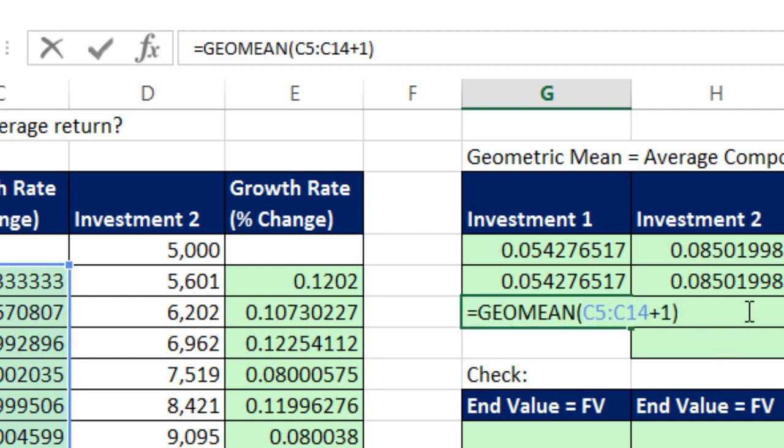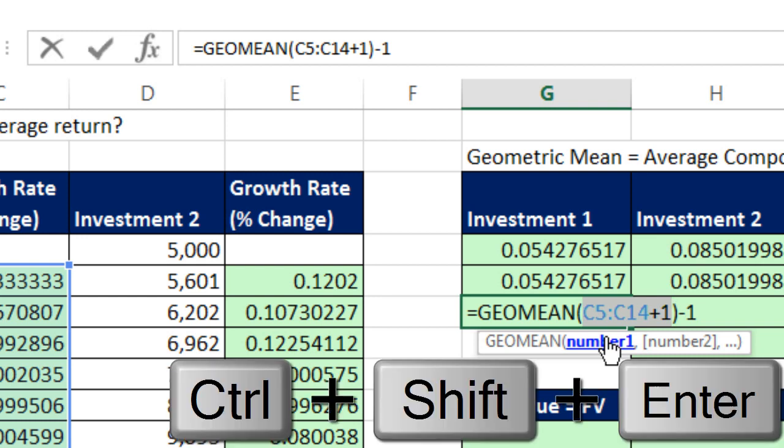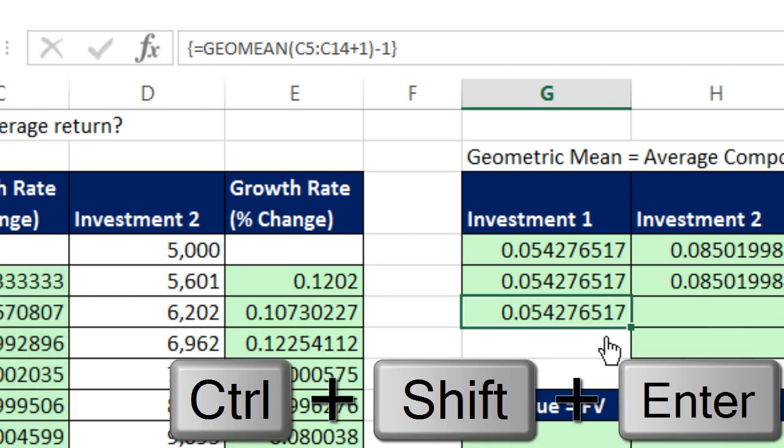Now I'm going to hit F2 because really we need to subtract 1 from it. And that's the complete formula. Now, this minus 1 is not an array calculation. It's just internally, because geometric mean is spitting out a single number, and then we subtract 1. We still have to do Control Shift Enter so the inside part of the geometric mean function understands. Control Shift and Enter.